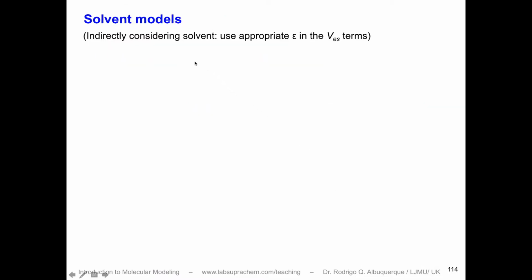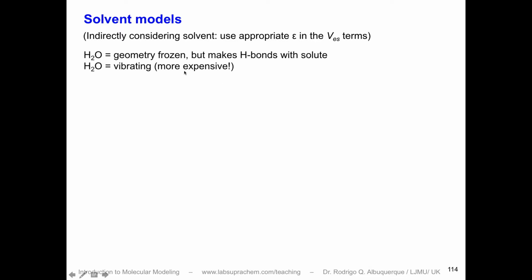Now let's talk about solvent models. Here I describe how to explicitly consider the solvent in your simulations. But of course you can make an implicit consideration of solvent. One of the ways to do this is by just using the appropriate epsilon parameter in the electrostatic terms. If you want to simulate a certain interaction in water, you just put the epsilon of water in the electrostatic terms. Water molecules, for instance, are very often used as a solvent, and we can consider the geometry frozen, which saves a lot of computational time, but it can still make hydrogen bonds with the solute, that is, water is solvating.